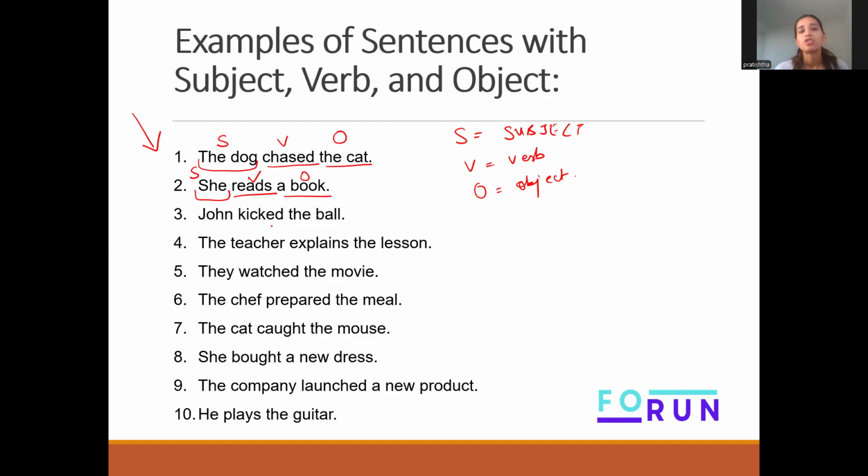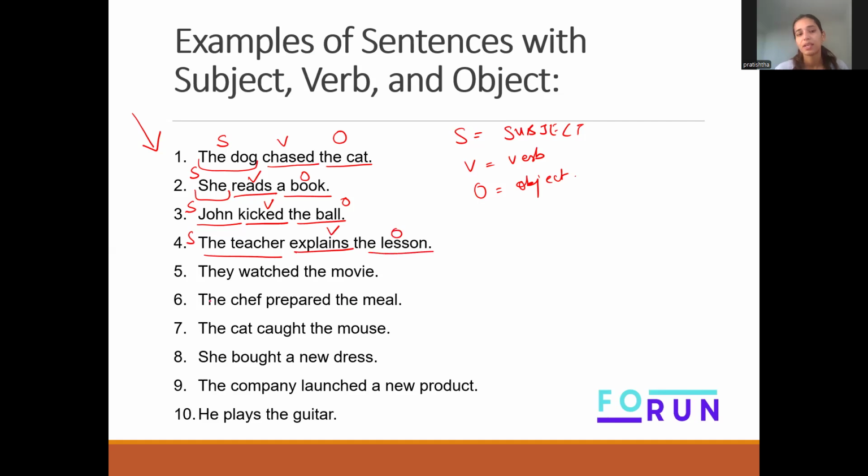right? John kicked the ball. Who is this sentence about? This sentence is about John. What is he doing? He's kicking. What is he kicking? The ball. The teacher explains the lesson. Who is this sentence about? The teacher. What is she doing? She's explaining. What is she explaining?